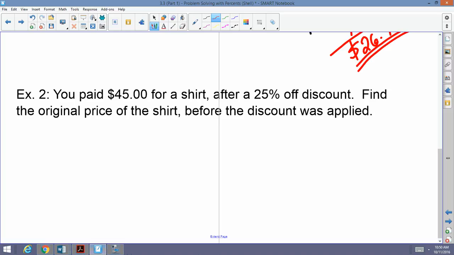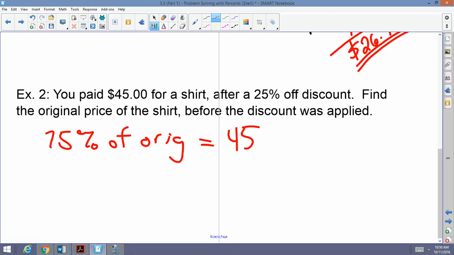That's wrong. You paid for what percent of the original amount here, guys? 75. Thank you. You paid 75% of the original. And 75% of the original equals $45. So it's 75 over 100 equals is over of, which is the original, which is what I'm looking for. Do you see that? Yes, sir.